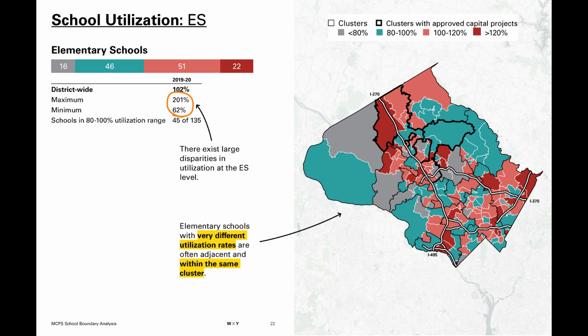We want to pay particular attention to the map on the right hand of the screen, which shows the adjacencies of underutilized and overutilized schools. In gray, we see underutilized schools with many more seats and resources than there are students. And in red, we see overutilized schools with many more students than there are seats and resources. These schools, in many cases, are located next to each other.